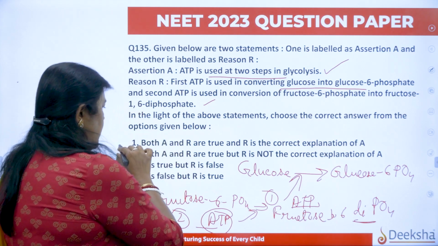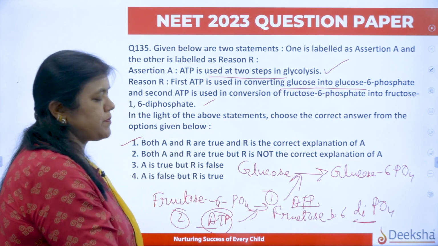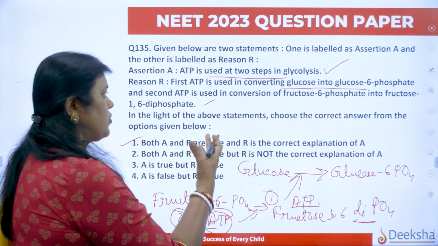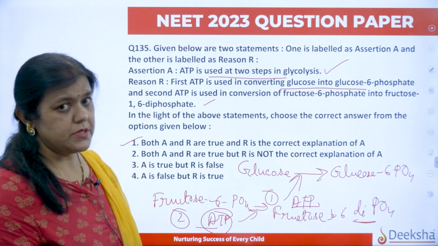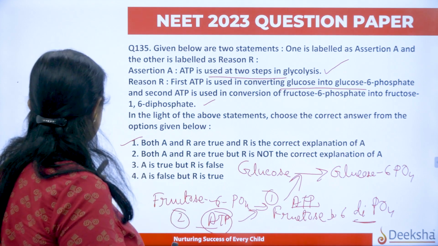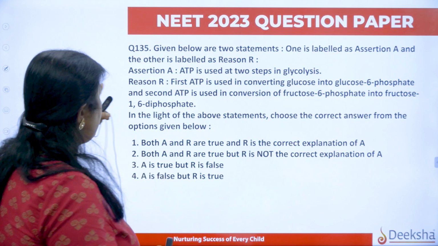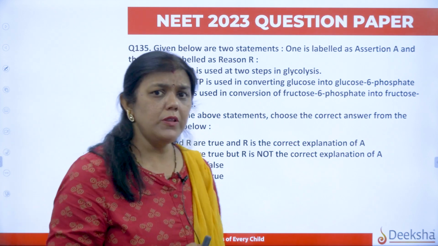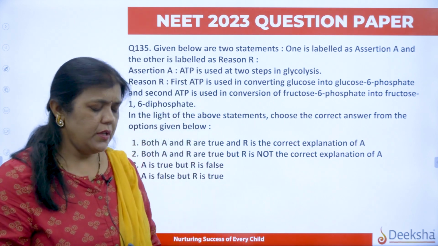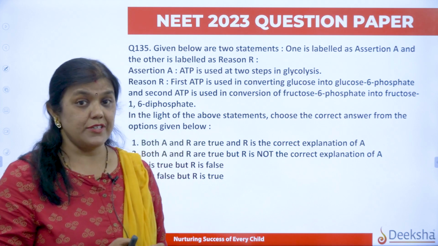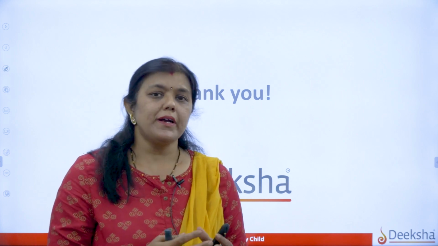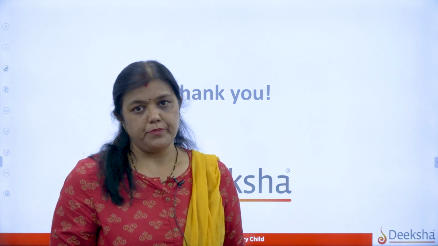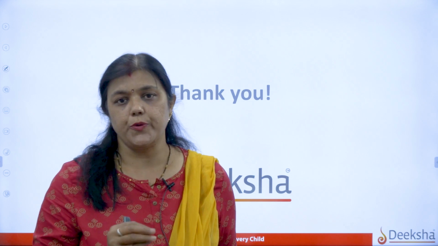So both A and R are true, and R is the correct explanation of A, because there are 2 ATP used and we are getting 2 ATP for each glucose in this process. Okay, so we are actually done with all the 35 questions as we planned for the first session in botany. Next video, we'll be continuing solving this question paper of NEET 2023.